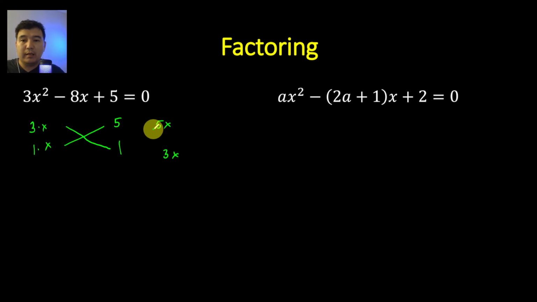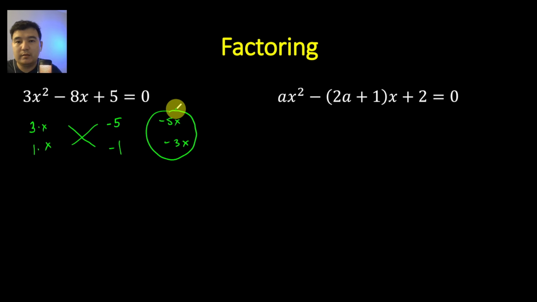You may already have noticed what to change here. I'm going to change the sign. I'm going to make it negative 5 and negative 1. When I multiply it like this, I will have negative 5x and negative 3x. And this whole thing together is going to be the term in the middle, negative 8x.